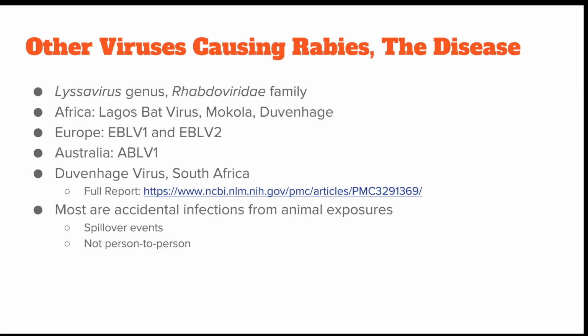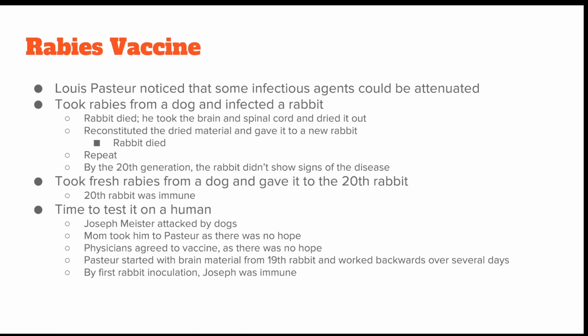Not person-to-person transmissible, although there have been some documented cases of somebody who gets bitten by a rabid animal and then has sex with their partner, and then the partner also gets infected. Very rare and more anecdotal than anything. As you can imagine, it's very hard to really document these cases, as it is hard to just count them, right? So the vaccine, the history of the vaccine is very interesting.